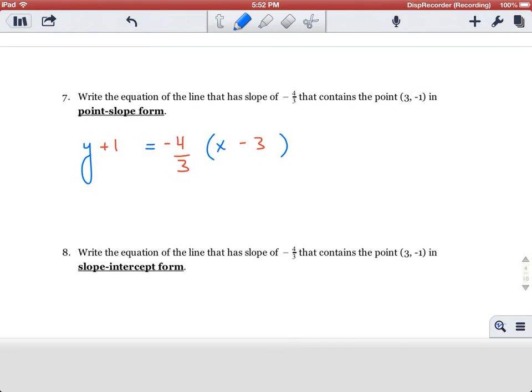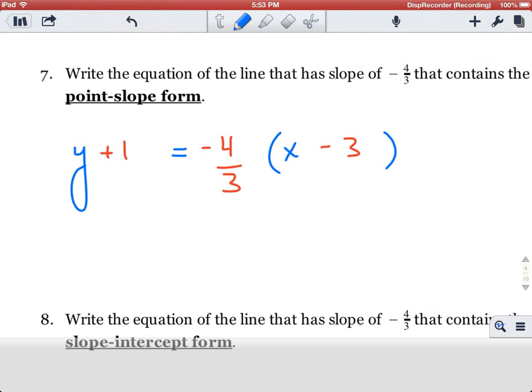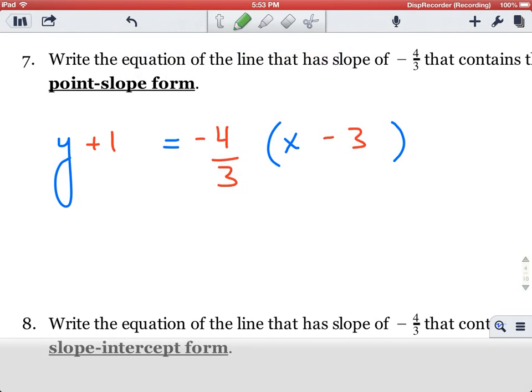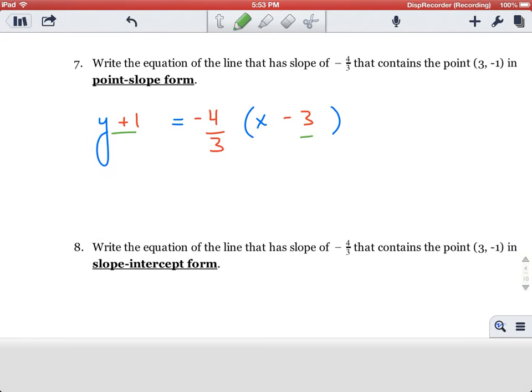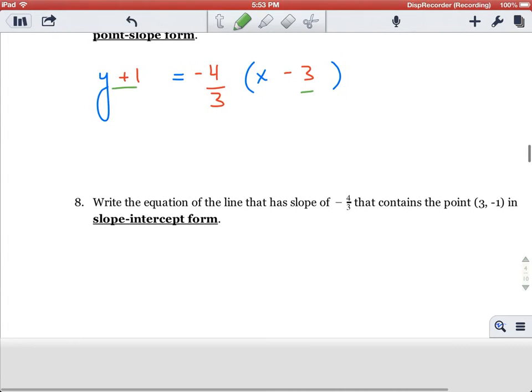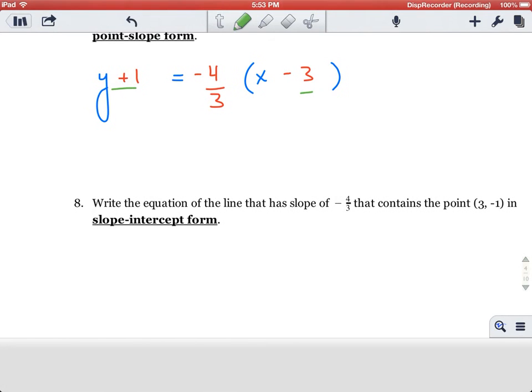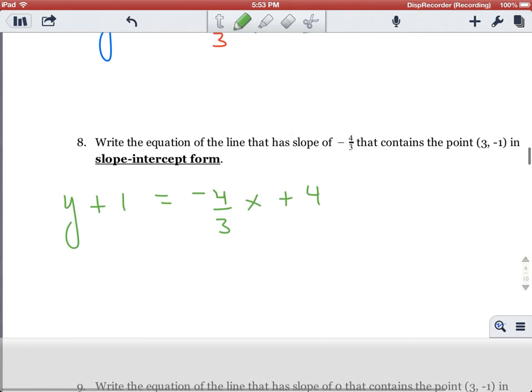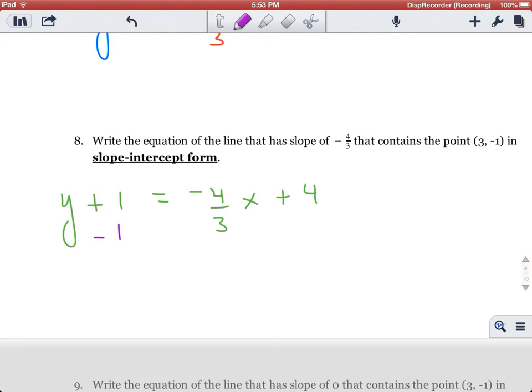Question number 7, fairly straightforward. Point slope. I gave you a point, gave you the slope. This has to be y plus 1, because it's y minus minus 1, and then x minus 3. For question number 8, it's the same question, just asking for a different form. So the easiest way to do it is to just use your answer from above and start converting it by distributing the -4/3. And once you have that, all you have to do is subtract 1 plus 3. 3 is the y-intercept.